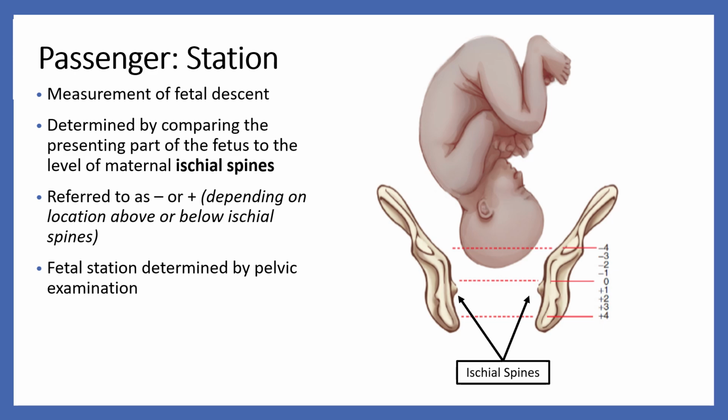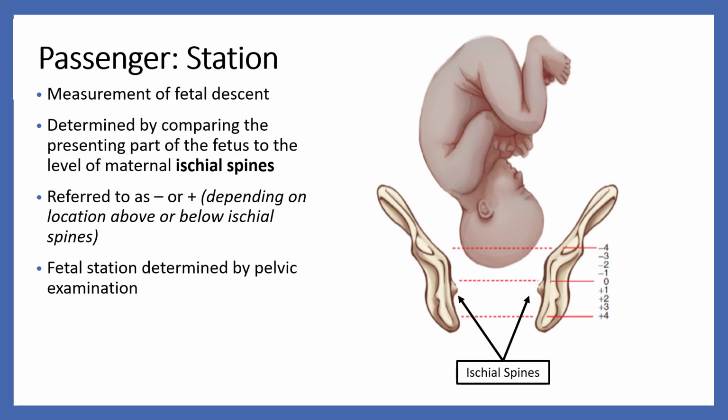Referred to as plus or minus, depending on the location above or below the ischial spines. So above the ischial spines are a -1, -2, -3. Below are positive. The way I remember this is I think of positive equals pushing, and we want a fetus to be low enough, engaged enough that they have a positive. A positive would be we need for pushing.